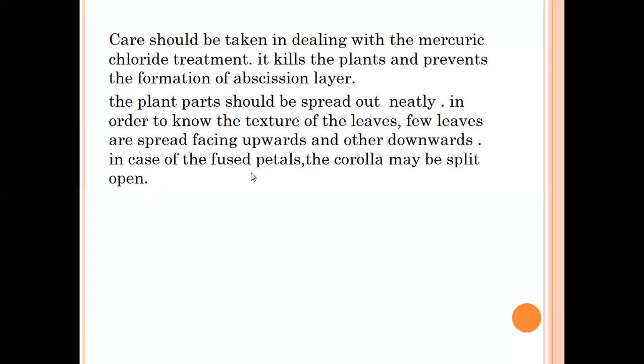In case of fused petals, the corolla may be split or open. Here, the fused petals are also collected as a specimen for the herbarium. When we collect the fused petals of flowers, the corolla or petals may be split and opened.